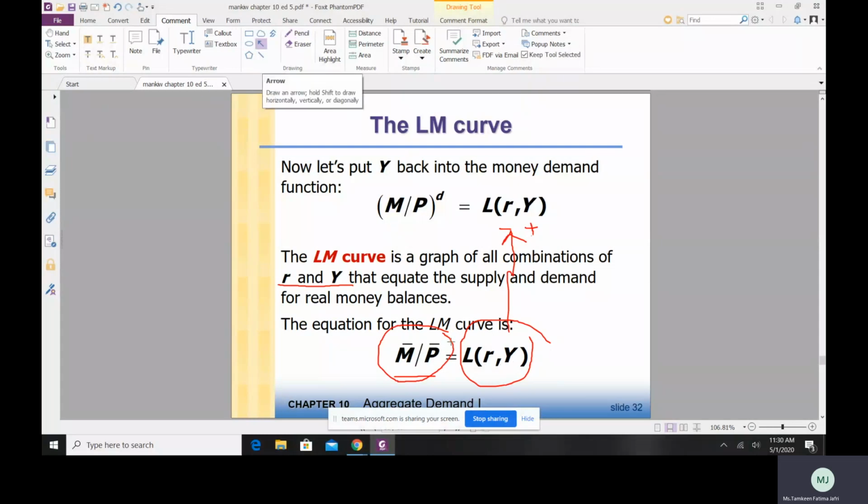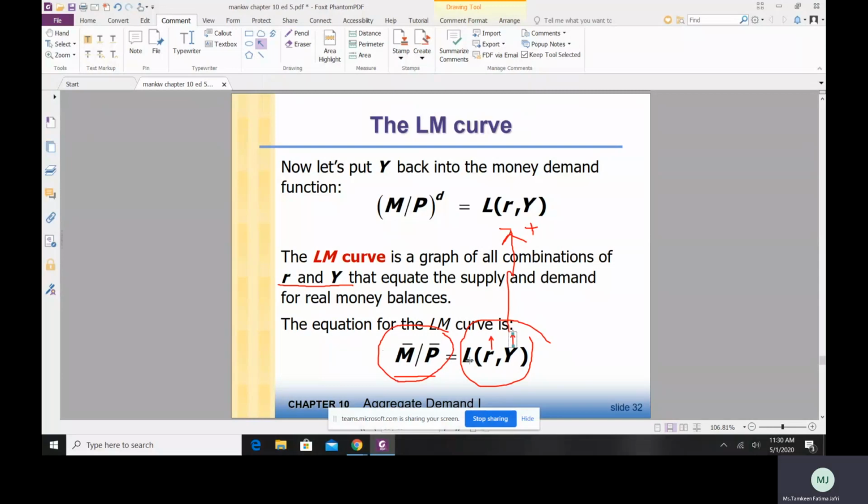Let me just explain this again. See, when R increases, what will happen to the money demand? I just said that there is a negative relationship between R and money demand, so money demand decreases. As a result, the left hand side of the equation is going to be now greater than the right hand side of the equation. So how do we restore equilibrium? The only option for you to restore equilibrium is by changing Y. What should you do with Y so that money demand comes back to its original level? The only option is to increase Y.